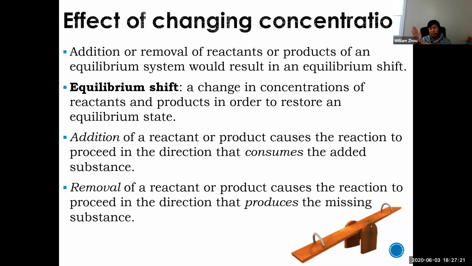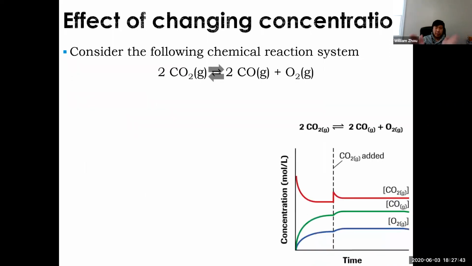Similarly, if you remove a reactant or product, then you discourage that reaction. That will become slower because you reduce the concentration. All right, so that means the equilibrium will shift in a way that will produce the missing substance again. Okay, so always what you do, the system will try to undo. So let's look at specific examples and see what I'm talking about. So consider this: carbon dioxide decomposes into carbon monoxide and oxygen. All right, so this is an equilibrium reaction.